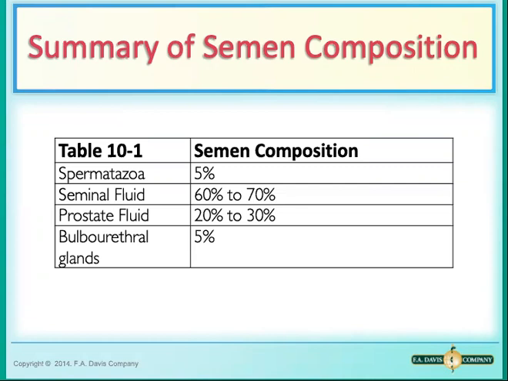Okay, so about 5% of the total volume will be the spermatozoa. Seminal fluid is about 60 to 70%. Prostate fluid is about 20 to 30%. And the volume of the bulbourethral glands constitutes about 5% of the total semen volume.